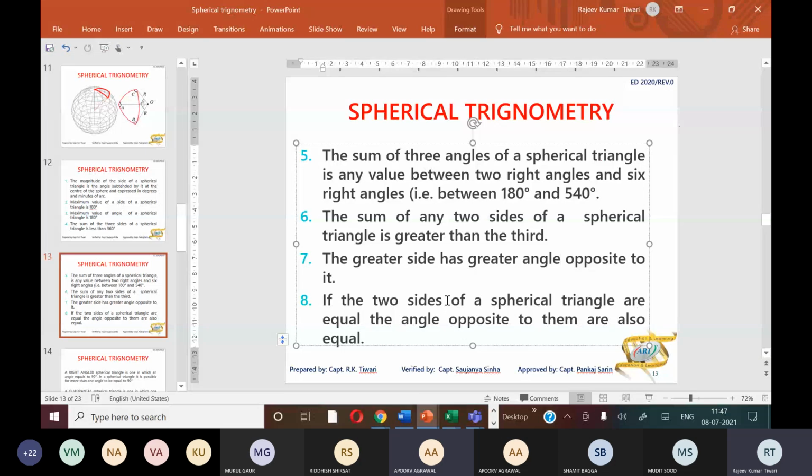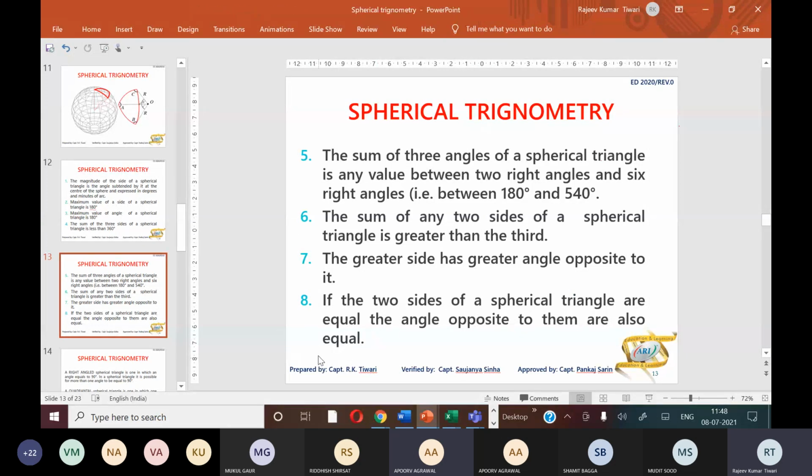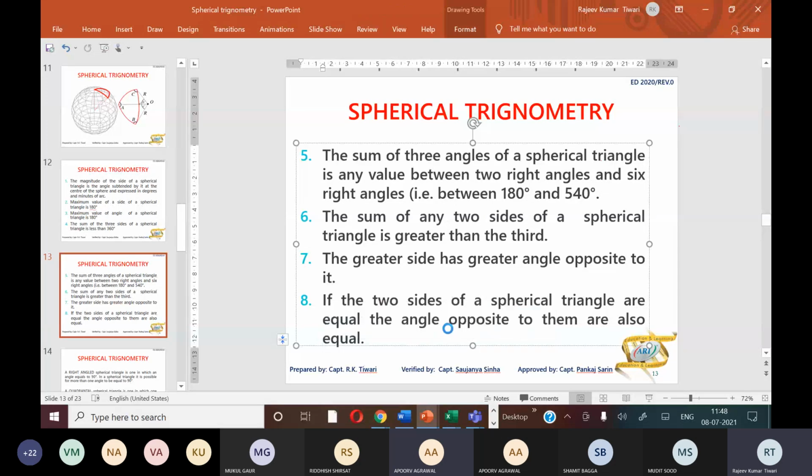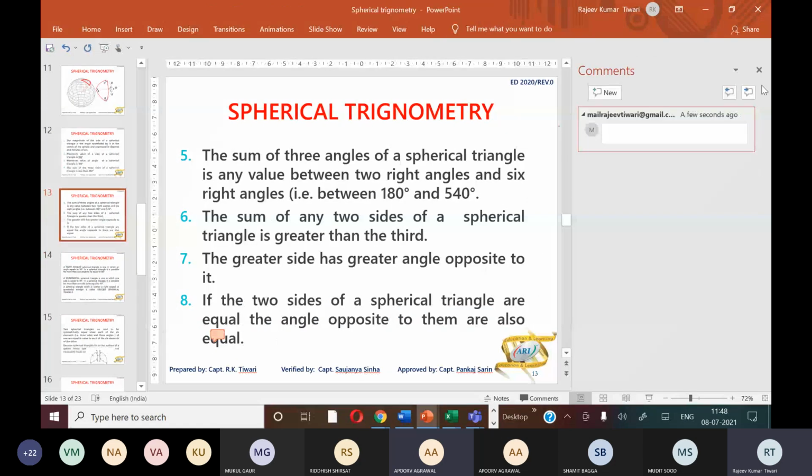Further, if two sides of a spherical triangle are equal, the angles opposite them are also equal. We have studied this in plane trigonometry. This will help you when you are solving any question on spherical trigonometry, whether it is celestial navigation or otherwise.